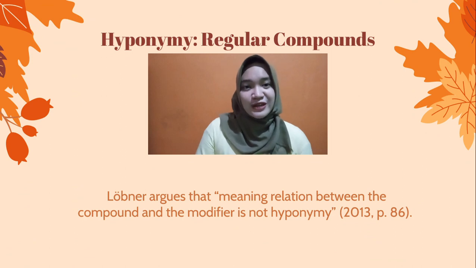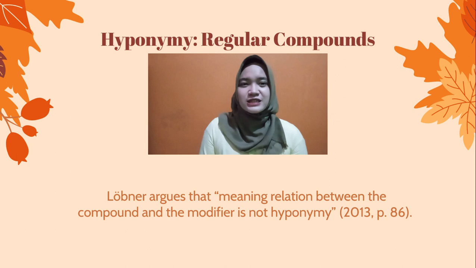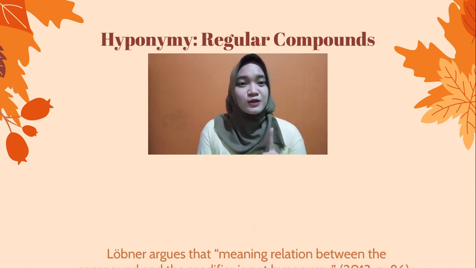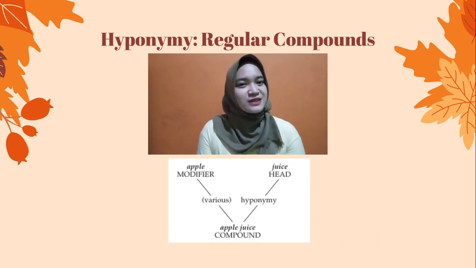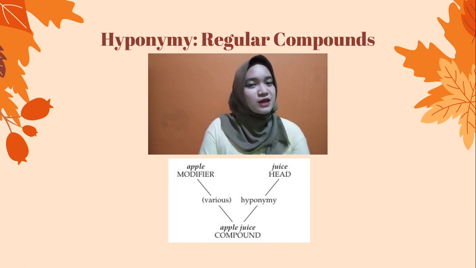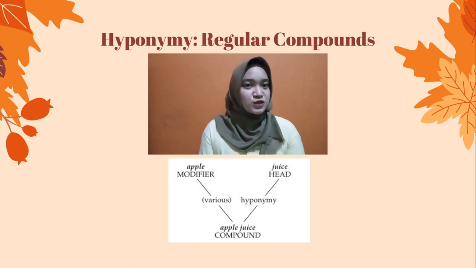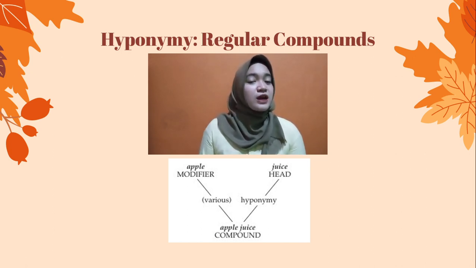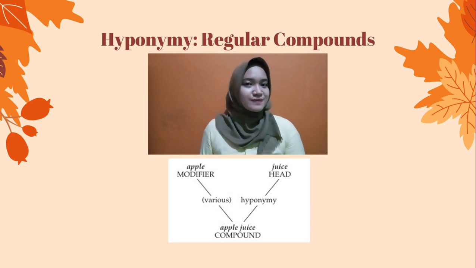However, Lobner argues that the meaning relation between the compound and the modifier is not hyponymic. To illustrate, the compound apple juice has apple that gives specification to its head, juice. Hence, the compound means juice that is made out of apples, but one could not say that apple juice is an apple, because the focus is on understanding how these regular compounds derive their meaning through specific connection rather than through hierarchical classification.